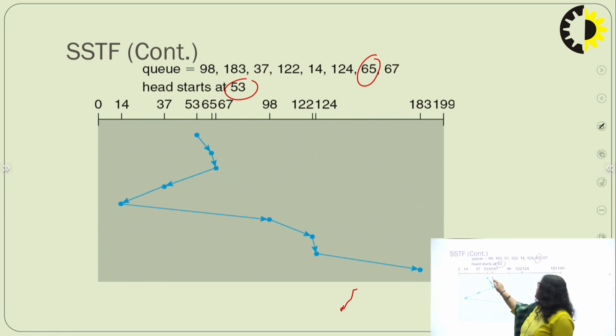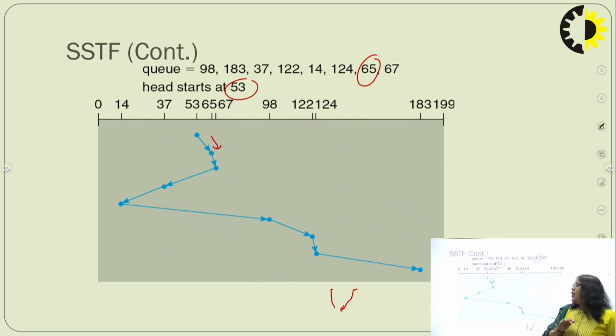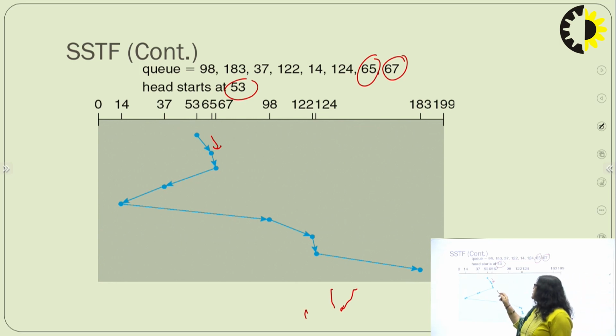So we start from 65, and the current position is 65 right now. Now from 65, which one is the minimum distance? The number 67 is the minimum from 65, so we move from 65 to 67. Then from 67, which one is lowest? Now 37, it is lower than the others.